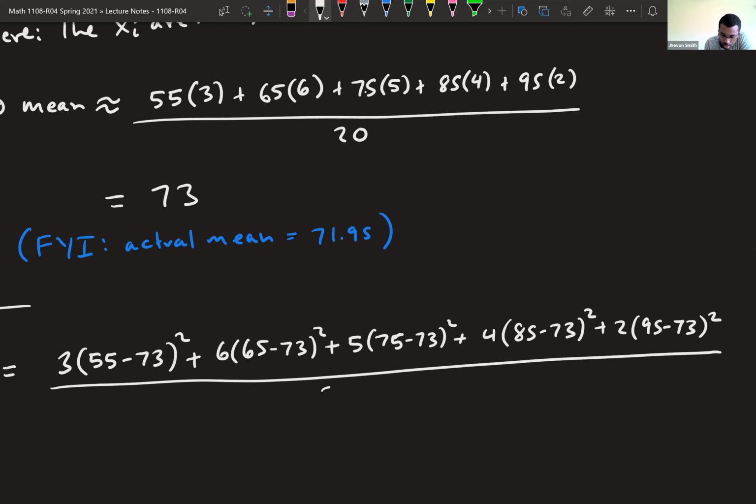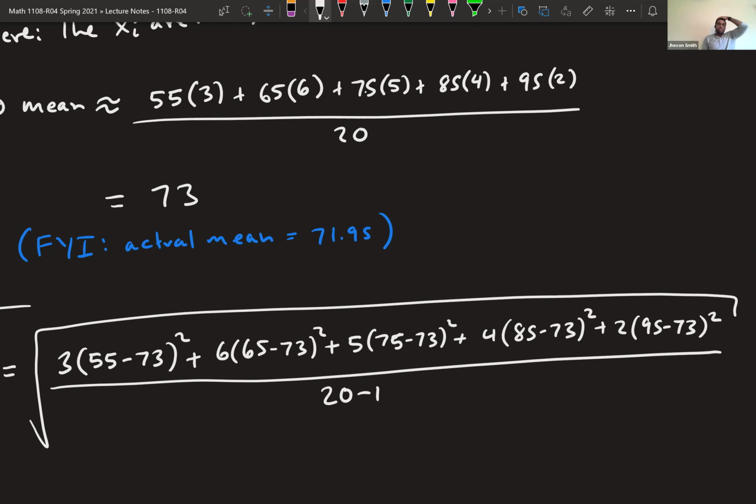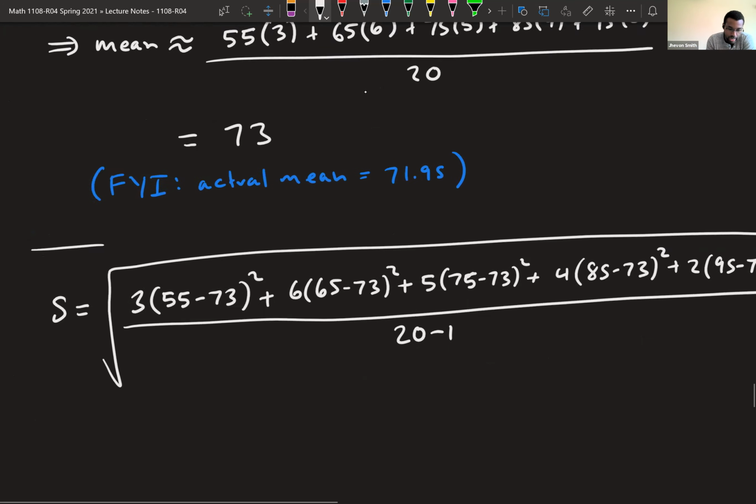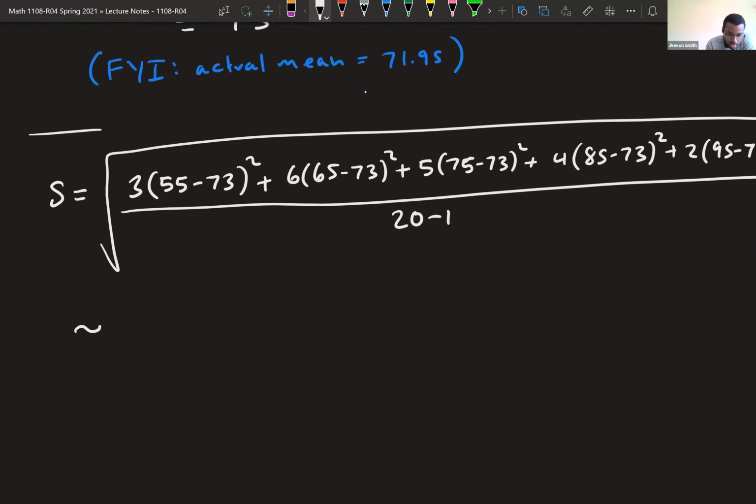All over 20 minus 1, then take the square root. Now, this is a lot shorter than doing the standard deviation for each specific value. With all 20 values, I would need 20 of these squares extending forever. But here I can just clump it into 5 groups. So that's nice. And I can compute that here. This will give you 12.397.